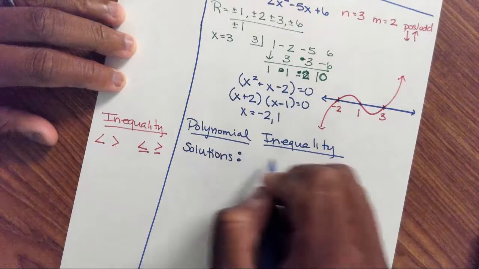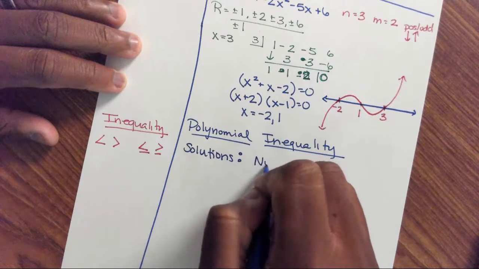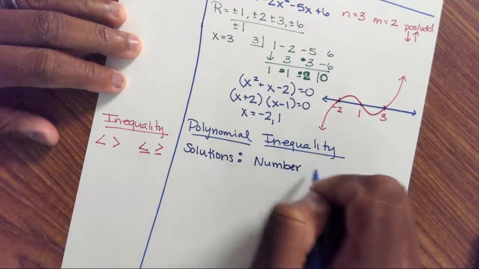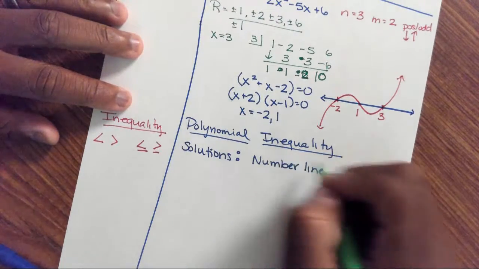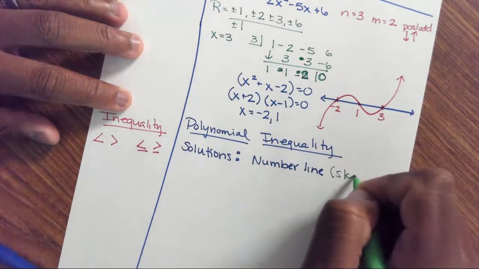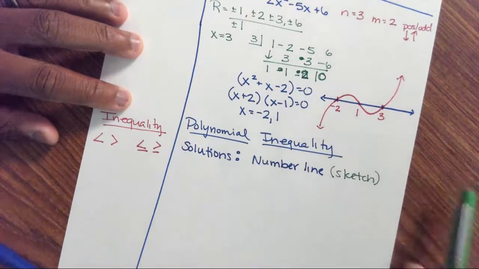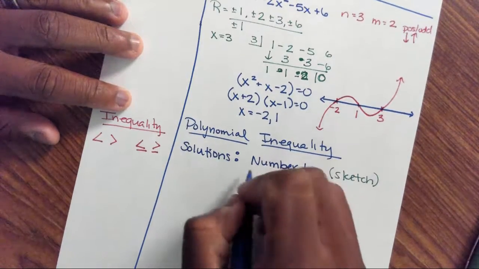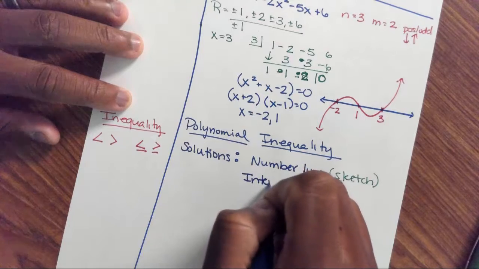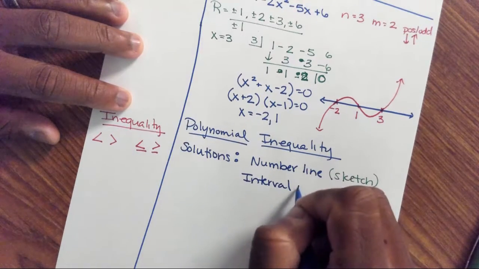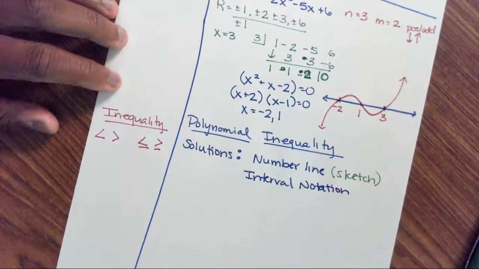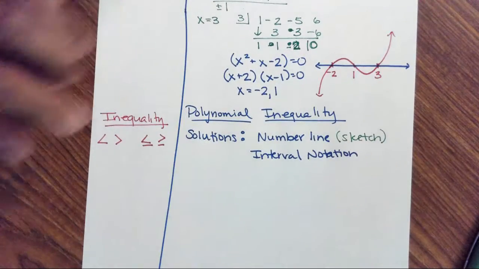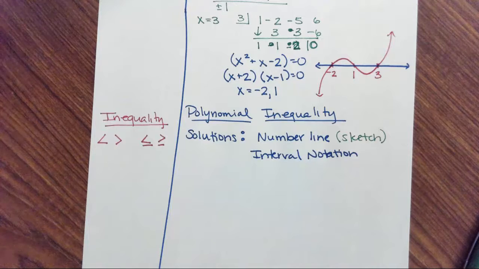The solutions are either going to be through what we call a number line, and when you show it in a number line, basically what we're going to do for these inequalities is a sketch. So these are going to be your sketch. And then you can also write it in interval notation, which we should know. More importantly, interval notation requires us to use the brackets and the parentheses, all right?